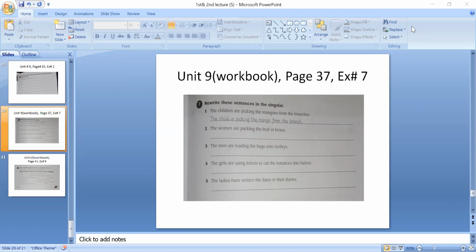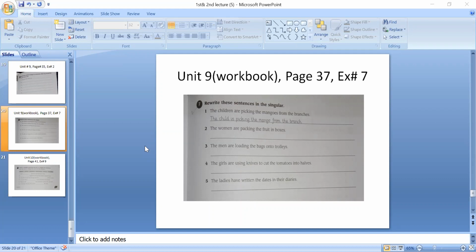Last sentence is, now you are going to do last sentence. Usman Parvez, I'm going to ask you. You will read last sentence, sentence number 5. Hurry up, beta. The ladies have written the dates in their diaries. Now convert all these plural nouns into singular and plural verb into singular verb.